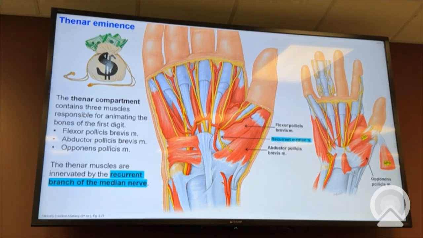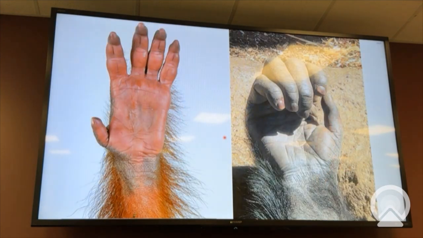So it's not a huge nerve. I would say it's about as big around as this cable right here. Actually, the recurrent branch of the median nerve. It's not that big. All right.